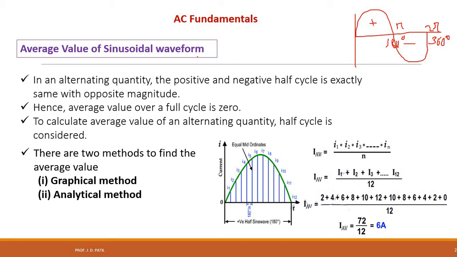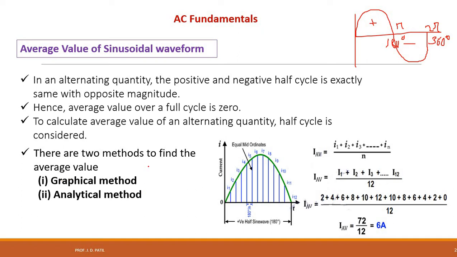Of any waveform, let us suppose that this is a current waveform. In case of an alternating quantity, the positive half and negative half are exactly the same, but with opposite magnitude. So the average value over the full cycle is 0. To calculate the average value of an alternating quantity, the half cycle is considered.